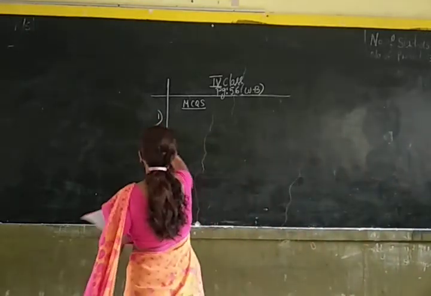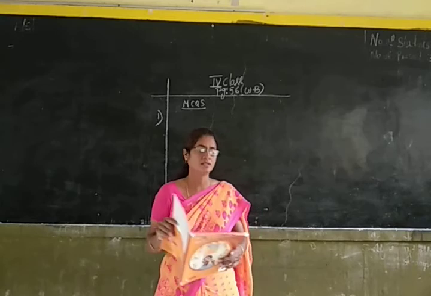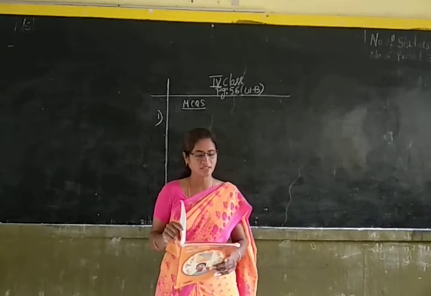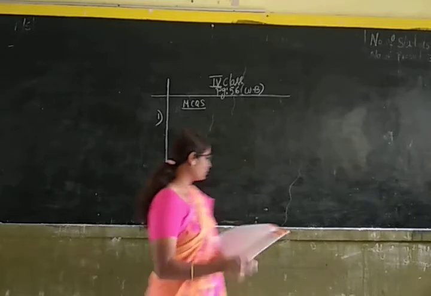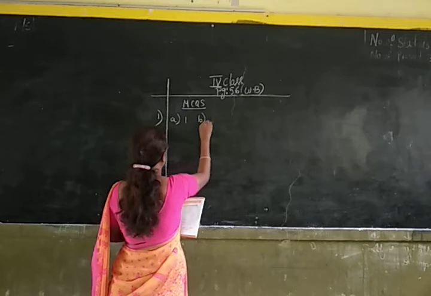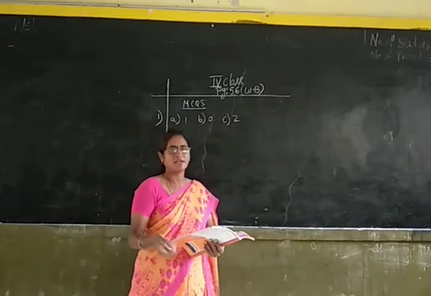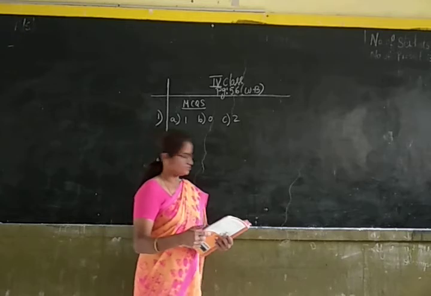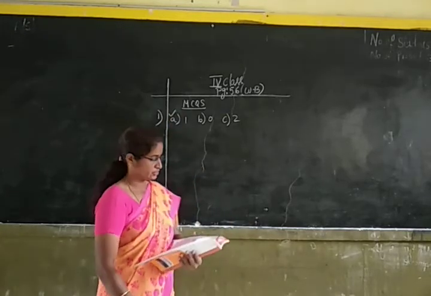Let us do the first question. Okay children, here I am reading the first question. 2345 divided by 2345. So the options are A 1, B 0, C 2. So when you divide a number by itself, you will get the answer as 1. So all of you pick the option A for the first question.